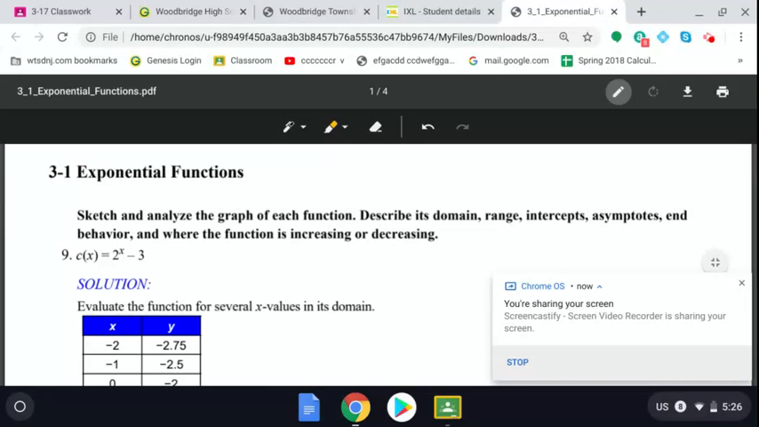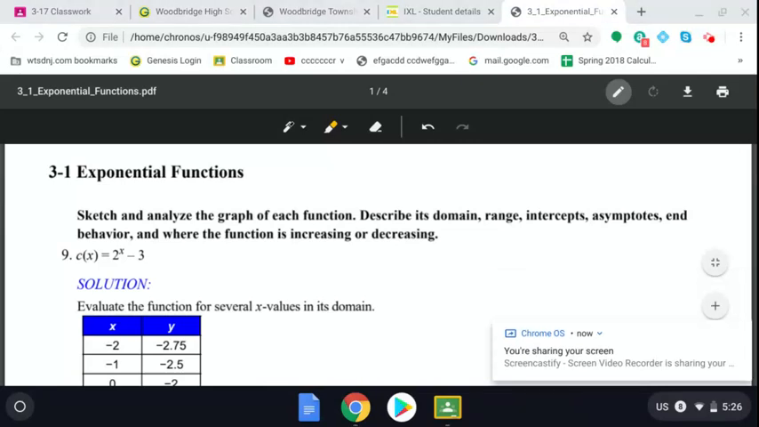Okay, so I selected a few problems to go over with you to help you be able to answer the classroom assignment on 3.1. One of the problems I selected was number 9 from the textbook. It's asking to sketch and analyze the graph of each function and then give the domain, range, intercepts, asymptotes, end behavior, and where the function is increasing or decreasing.